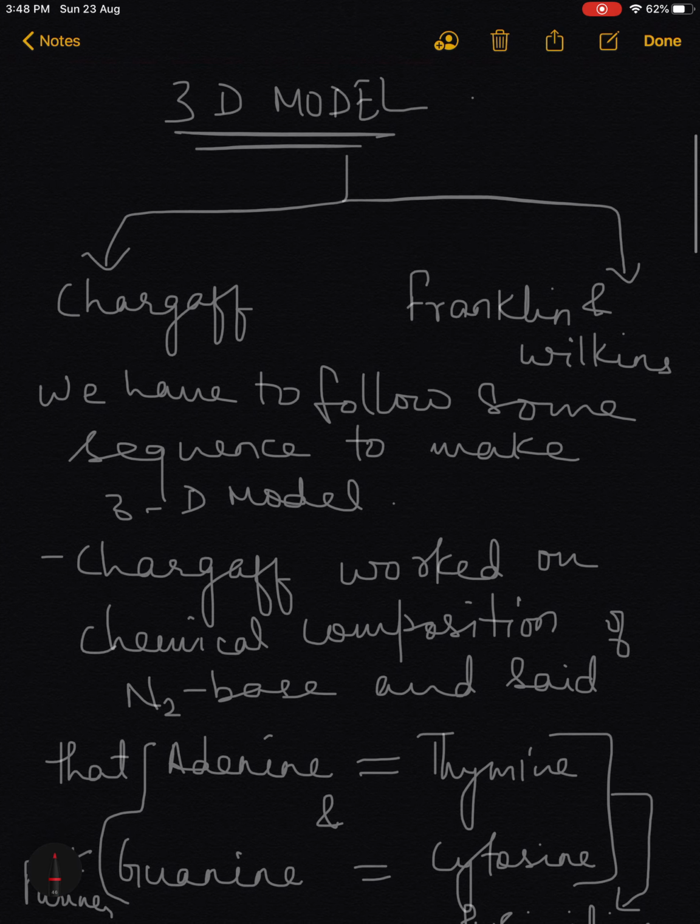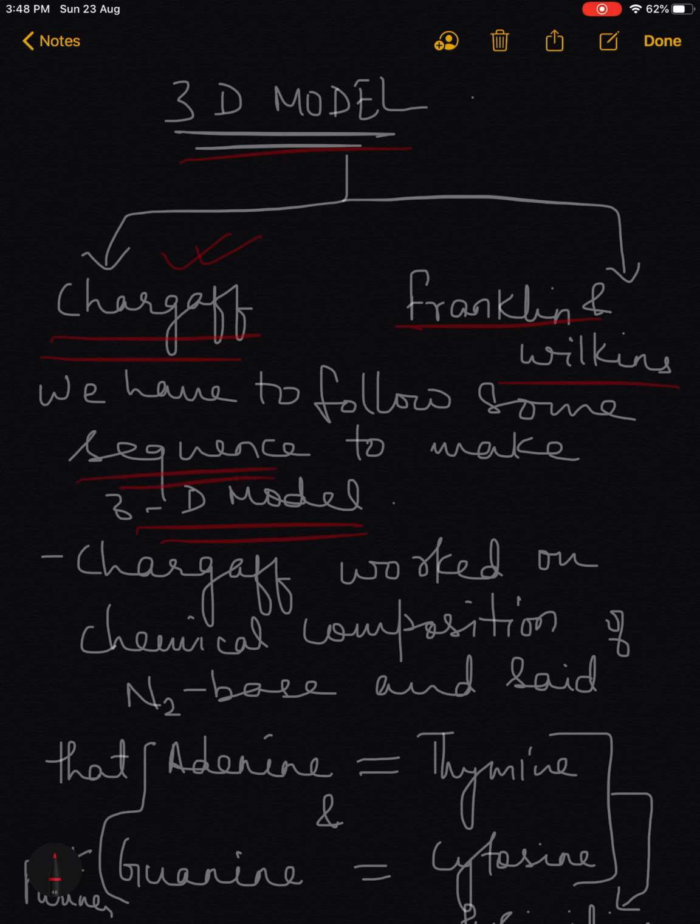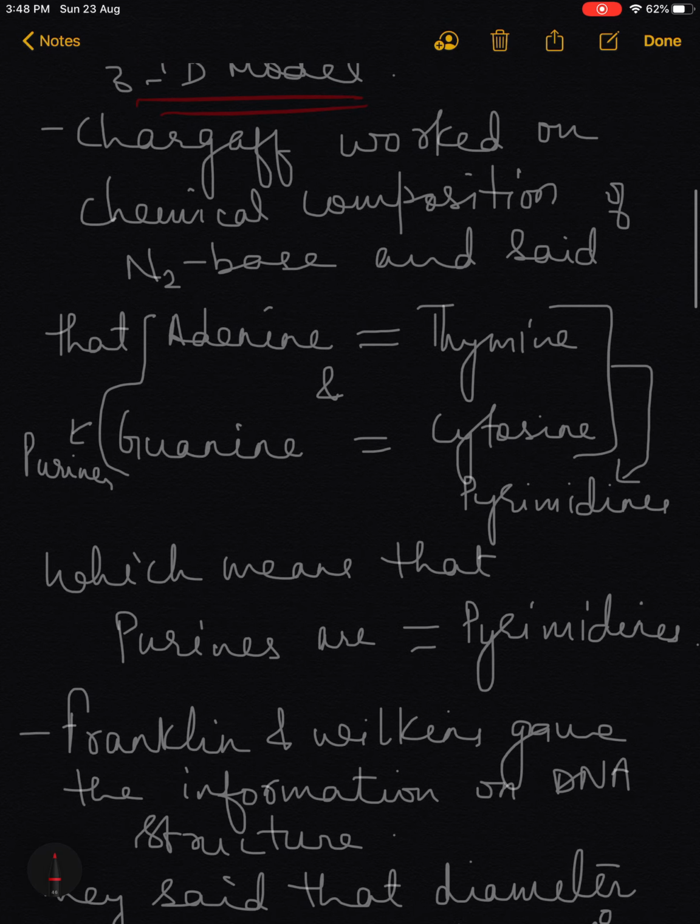Now we will start with the 3D model of the DNA. Before starting, I must tell you that three scientists were of great importance here. One was Chargaff, and the others were Franklin and Wilkins. We have to follow a sequence while drawing the 3D model of DNA, and these sequences were given by Chargaff and Franklin and Wilkins. So let's see those sequences.